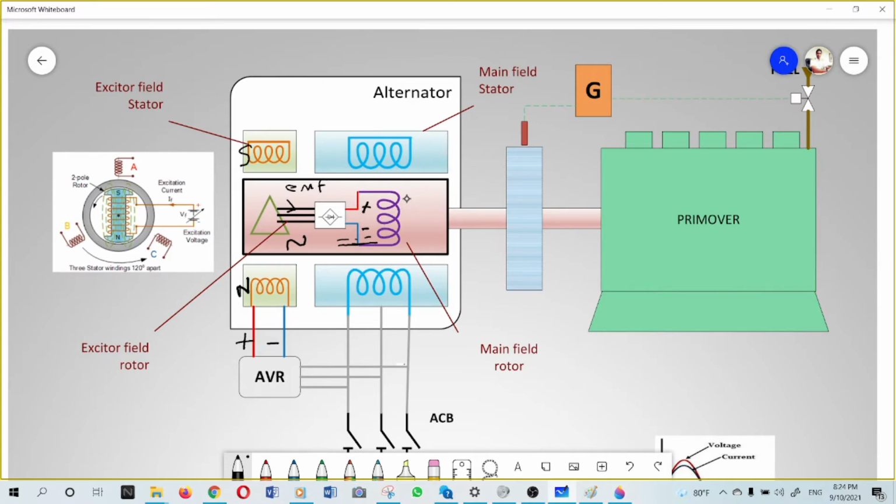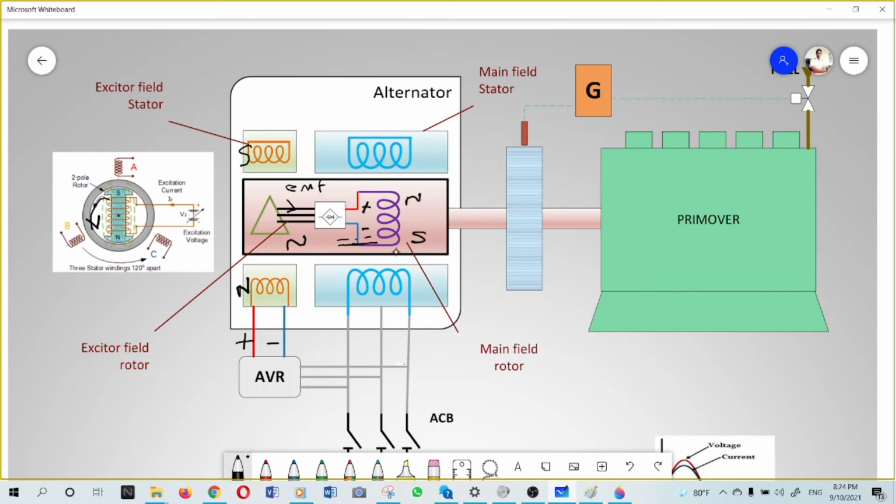So there will be a north south again. It acts as a permanent magnet. But even though it acts as a permanent magnet, this rotor is rotating with the prime mover. So this north south will be rotating like this, at the same speed as the prime mover, which creates a rotating magnetic field.